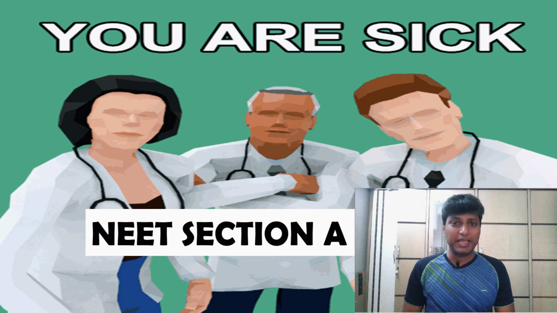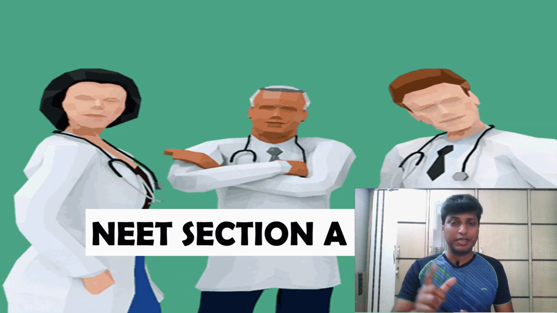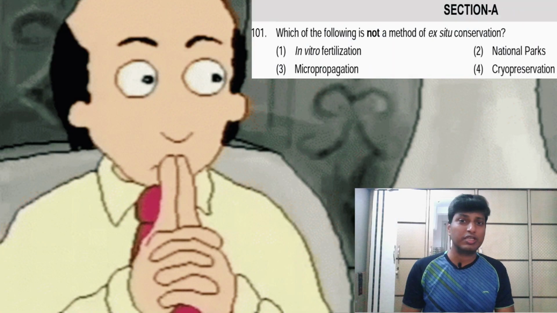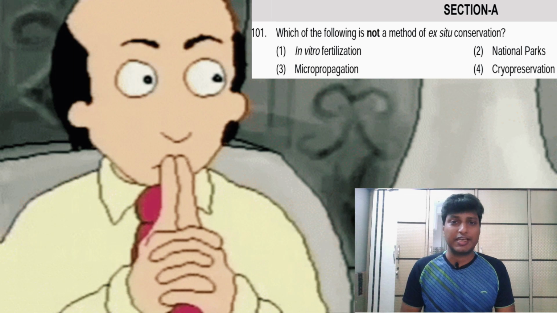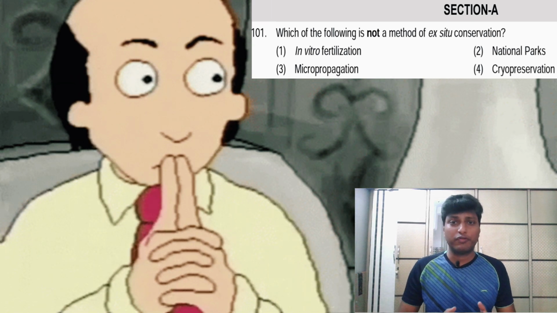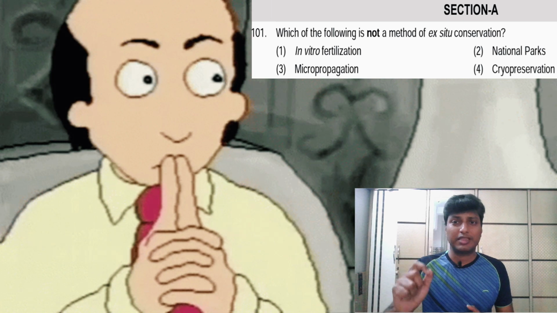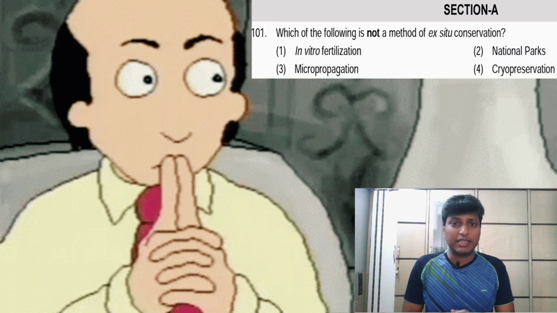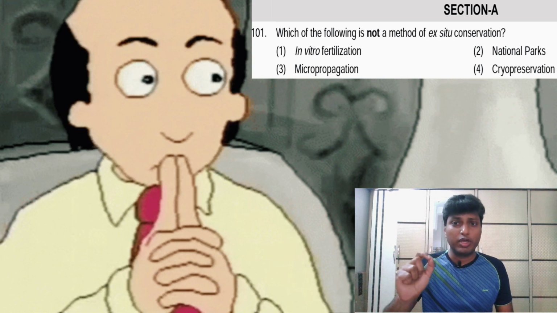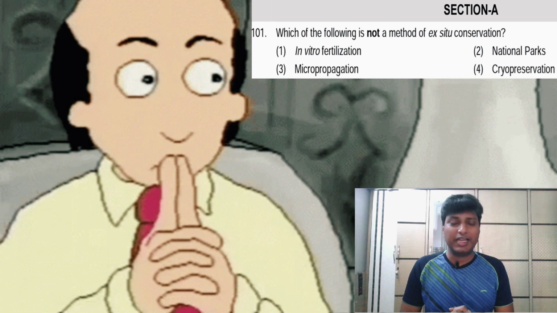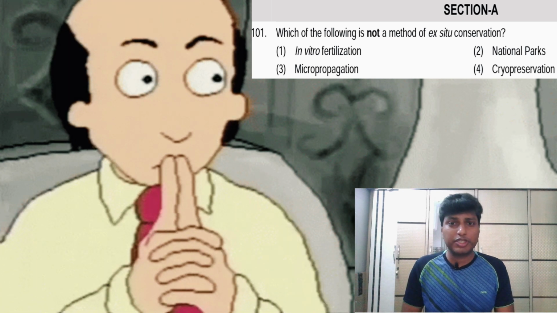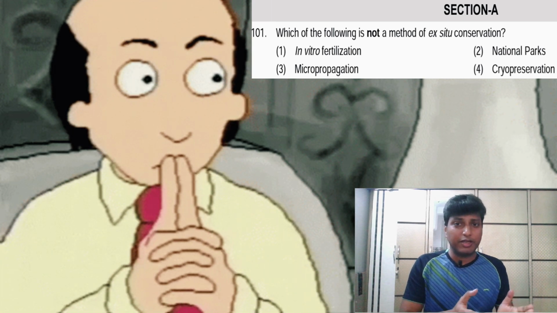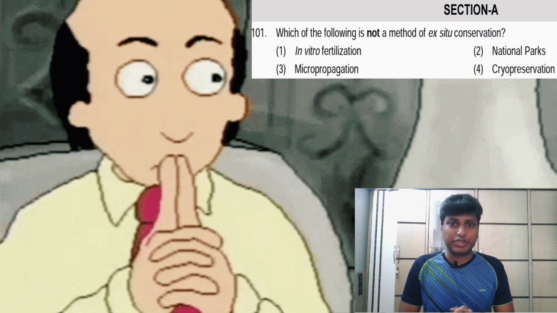So let's begin with question number 1 of NEET section 2022. So dear students, here goes the question. What does the question say? The question says: which of the following is not a method of ex-situ conservation? Again, try to understand the question. What are the options? The options are in vitro fertilisation, national parks, micropropagation, and cryopreservation.